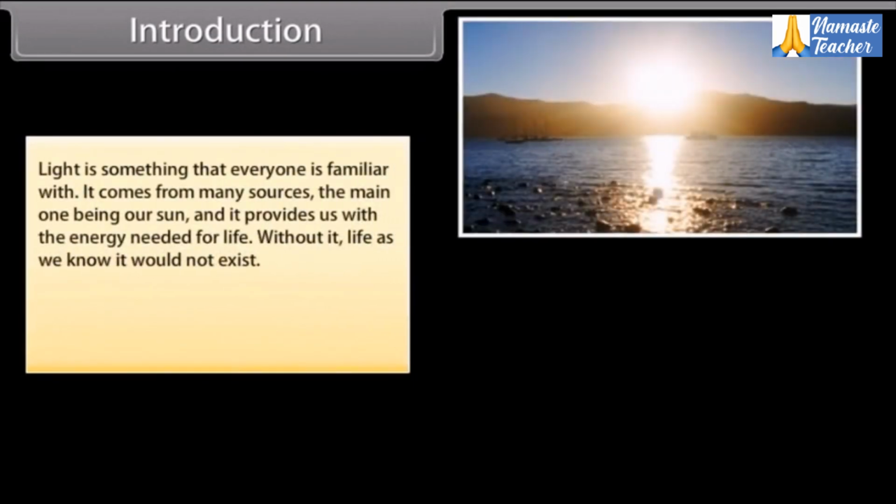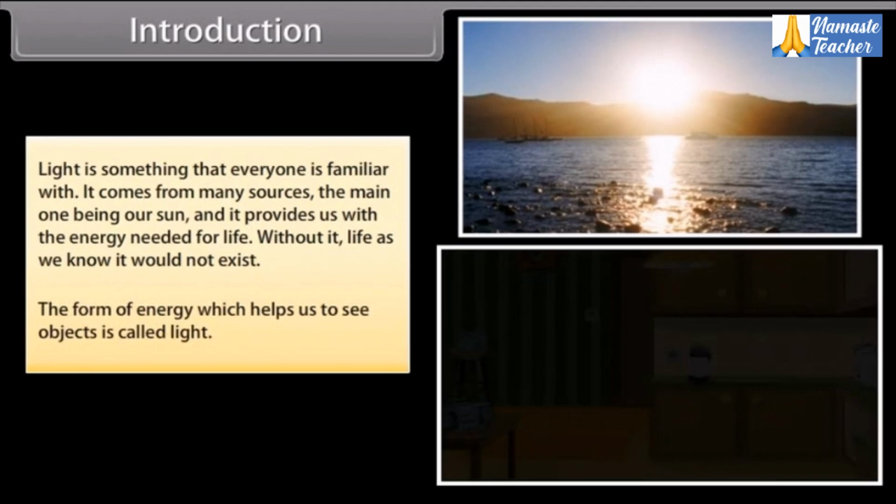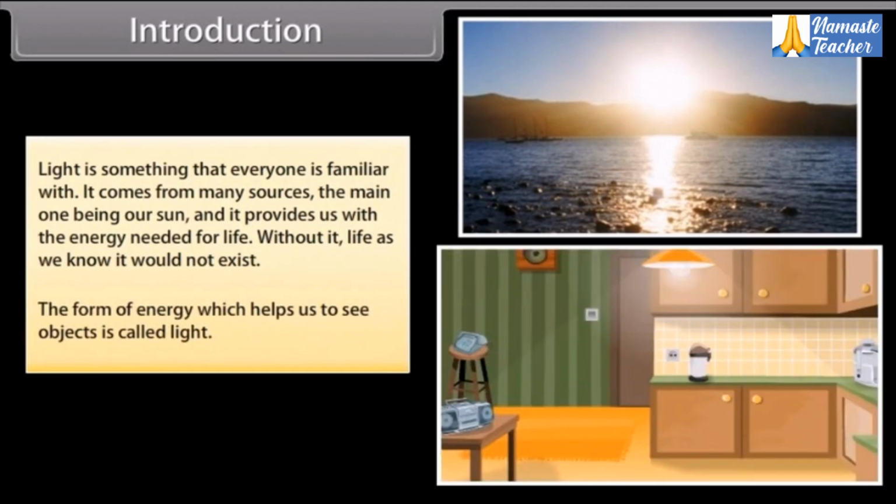Introduction. Light is something that everyone is familiar with. It comes from many sources, the main one being our sun, and it provides us with the energy needed for life. Without it, life as we know it would not exist. The form of energy which helps us to see objects is called light.